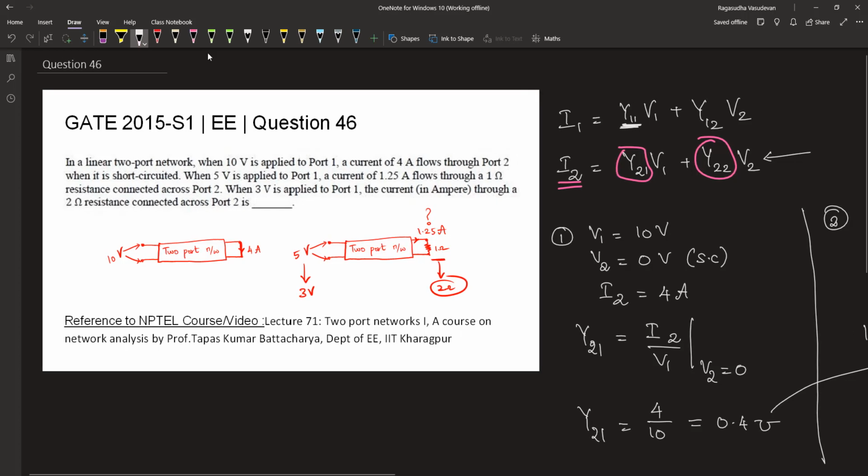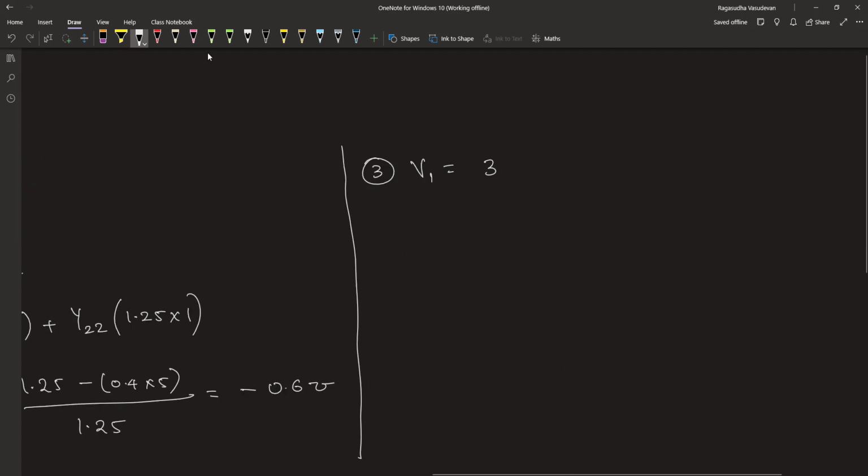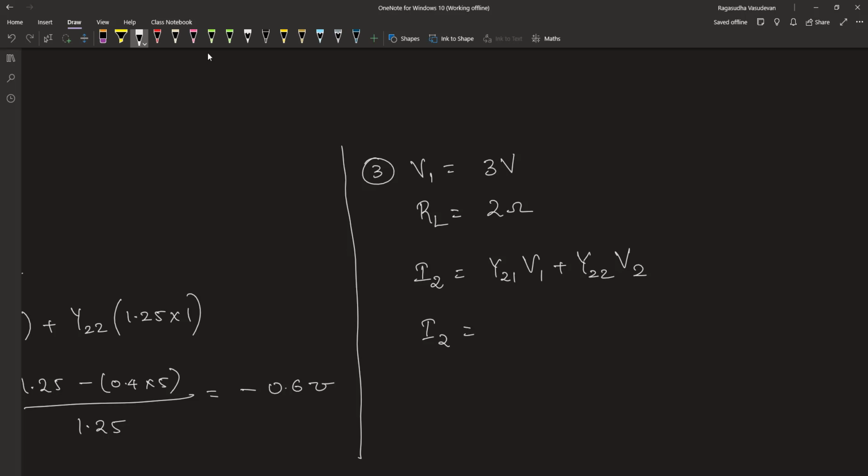In the third case, it is given that V1 is 3 volt and the load resistance is 2 ohm. So under this condition, we have to find out the current I2. V1 is 3 volt and the load resistance is equal to 2 ohm. We know that I2 is equal to Y21V1 plus Y22V2. So the current I2 is equal to 0.4 into 3 plus minus 0.6 into V2. V2 is I2 into the load resistance, which is 2 ohm.